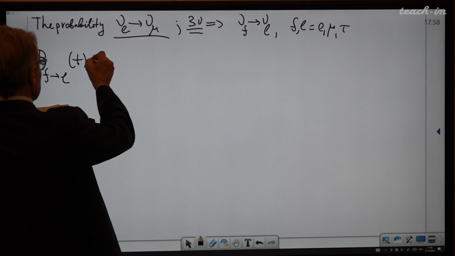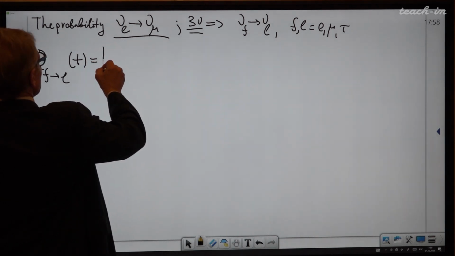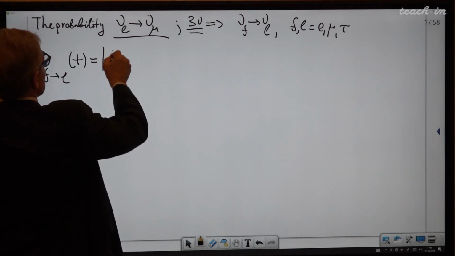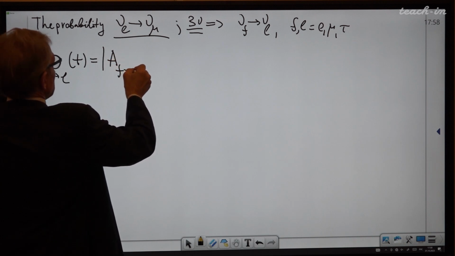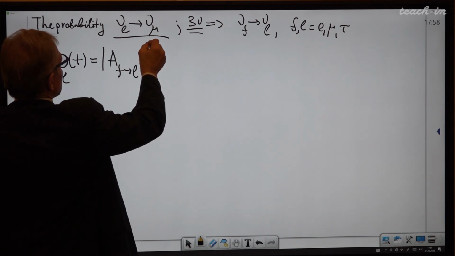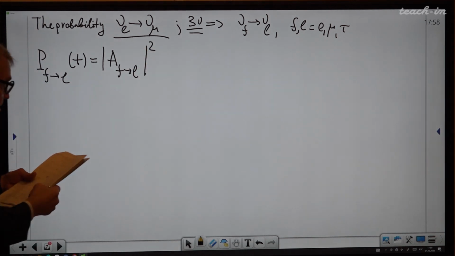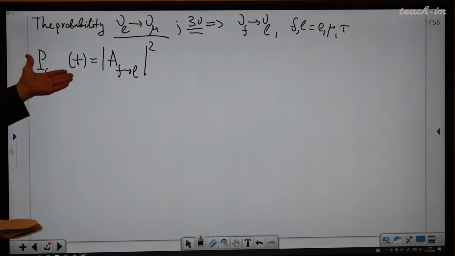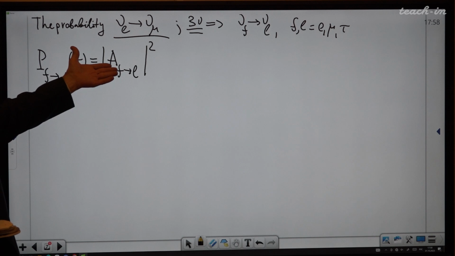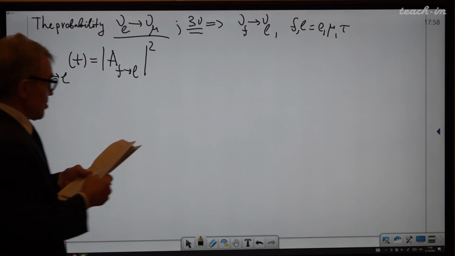And we can write that this is, according to quantum mechanics, I should say, a square of the amplitude of transition between F and L states. And we have just derived a general expression, what happens with a particular flavor neutrino when this neutrino travels in space and time. And we know now what we should write here. Yeah? So this is a modulus.